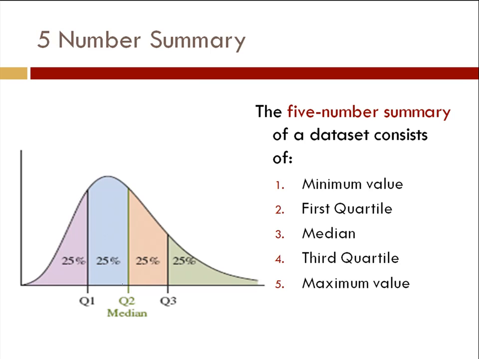The 5-number summary summarizes the spread of the entire data set. We start with the minimum value of the data set, and then our next value is Q1, and then Q2, Q3, and then we have the maximum value of the entire data set. These 5 numbers tell us how the data is spread out, because we know that 25% of our data is between the minimum and Q1, Q1 and Q2, Q2 and Q3, Q3 and the maximum.